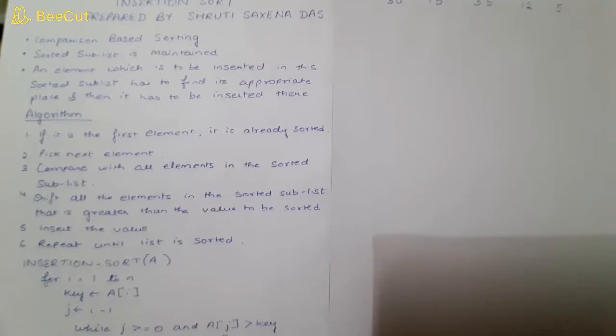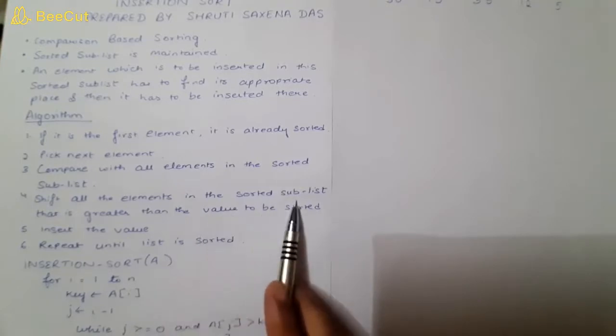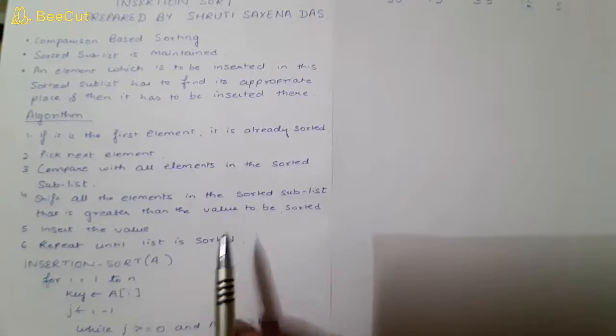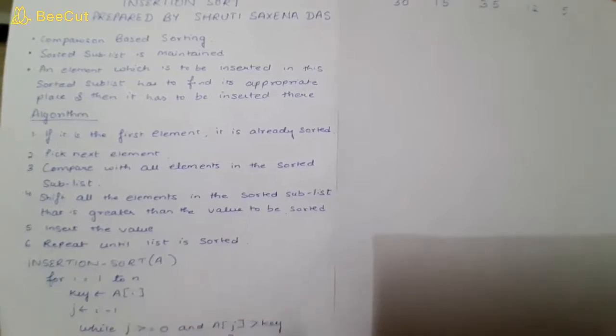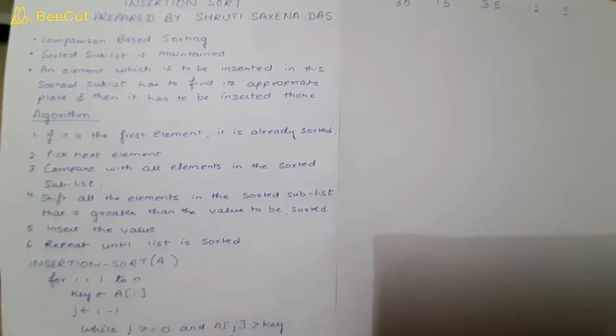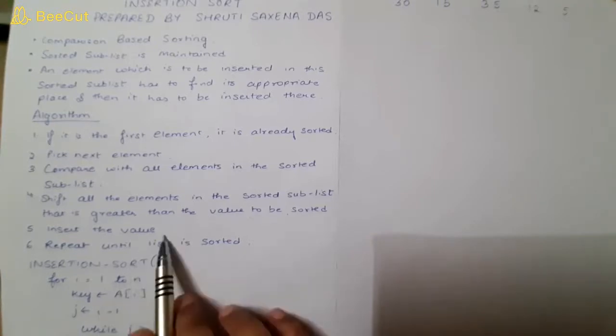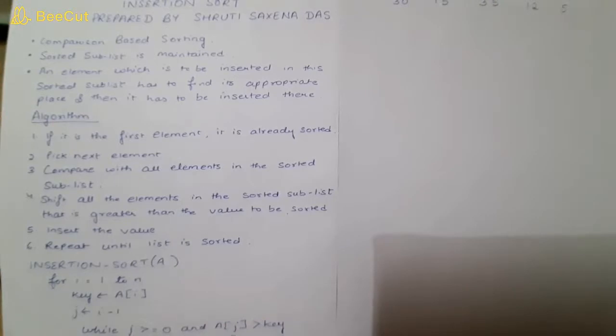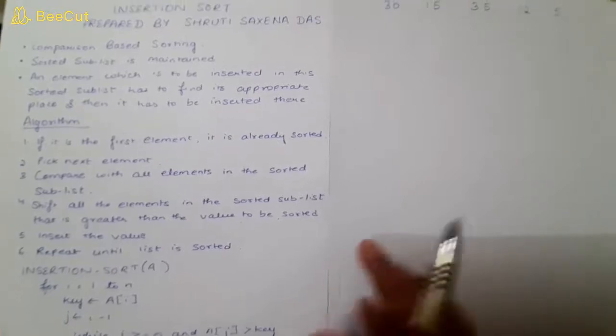Then you need to shift all the elements in the sorted sublist that are greater than the value to be inserted. You need to create a space, by shifting all the other elements one position to the right. Each time you compare with the adjacent element, create a space for the new element, and shift it to the correct place. Insert the value and repeat the same procedure until the list is sorted. We'll discuss an example, and with the example we'll discuss the pseudocode also.